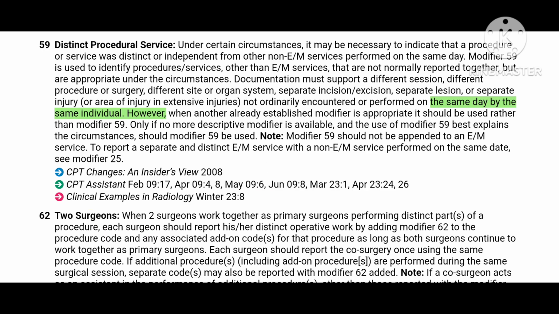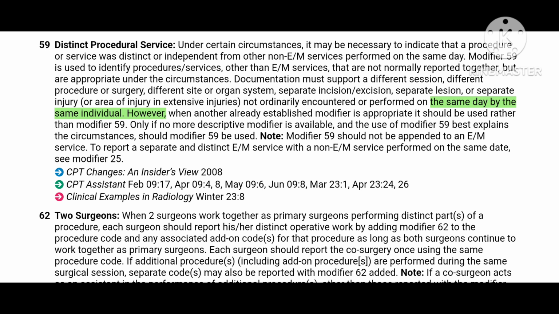Next is modifier 59. This modifier also we come across many times, for distinct procedural service. That means two different procedures are done at the same time. Actually, we use this 59 whenever the same procedure is done at two different locations. For example, I am going to do two biopsies from the skin. One is taken from the hand, one is taken from the leg. In this case, I am doing two biopsies and the two are not related to each other. One is done in the hand, one is done in the leg.